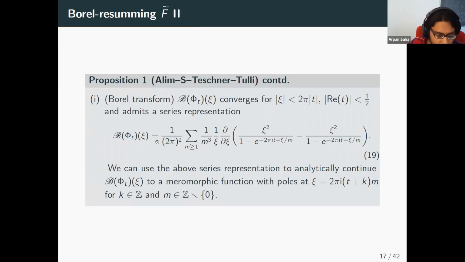It turns out to have an explicit series description. And from this description, you can read off what the poles are. Okay, so the poles are basically, for a fixed value of t, at xi equal to 2 pi i times (t plus k) m, where k is some integer and m is a non-zero integer. Now, let me show you a picture of this.